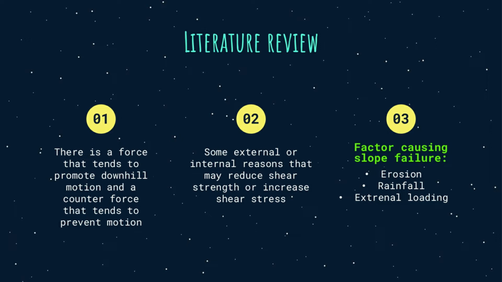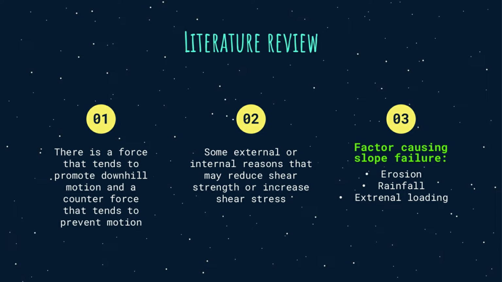The various slope movements reflect the diversity of conditions that make the slope unstable and the process that triggers the movement. Therefore, soil conditions such as weak resistance, sensitive tissue, degree of weathering, and fracture are the influencing criteria but not the cause. There are also some factors causing slope failures, which are erosion, rainfall, and external loading.